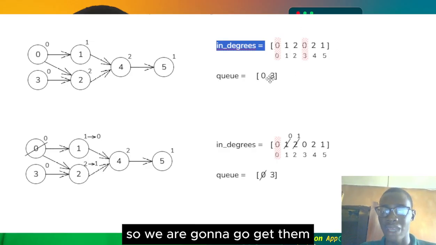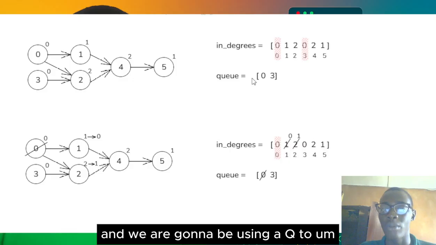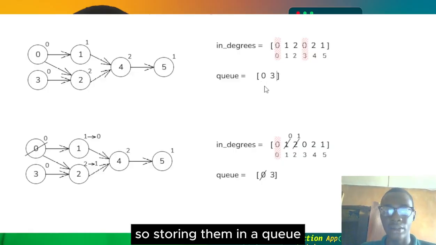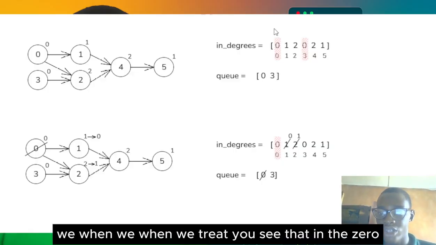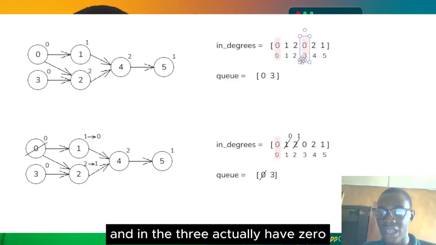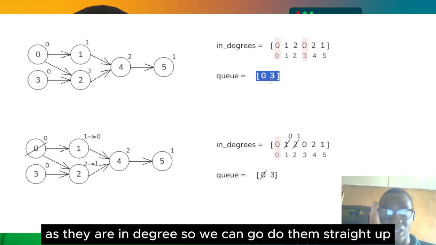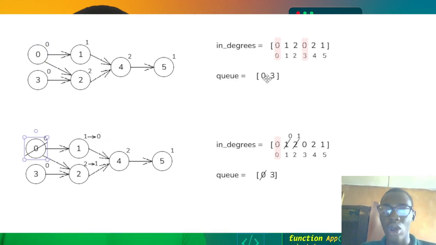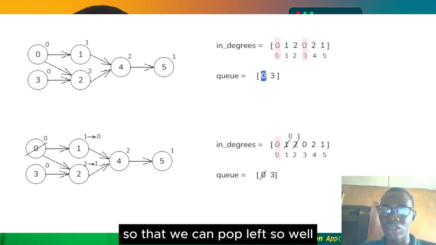So we are gonna go get them, and we are gonna be using a queue to store these particular courses. Storing them in a queue, when we iterate, we see that index 0 and index 3 actually have 0 as their in degree, so we can do them straight up. So we're gonna save them in a queue, and what we're gonna do is pop out of the queue. We are gonna be using a deque, so that we can pop left.